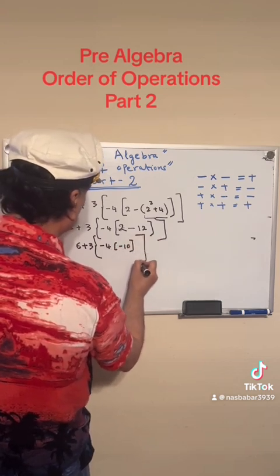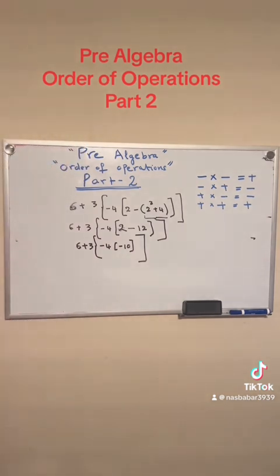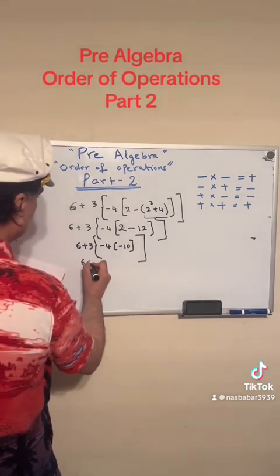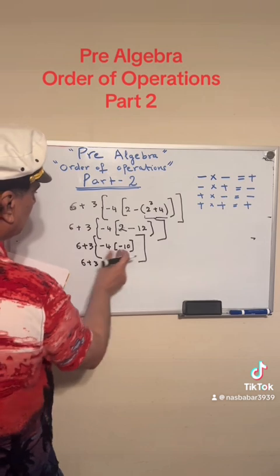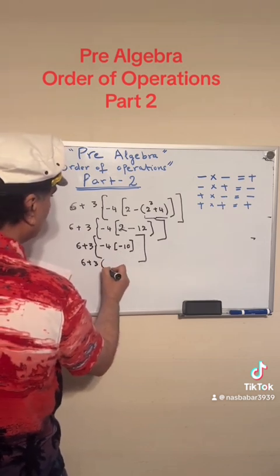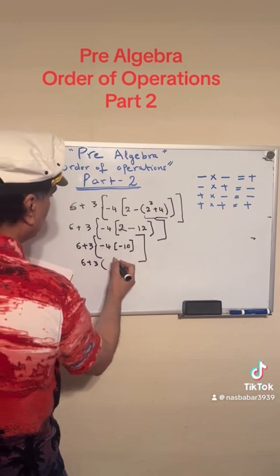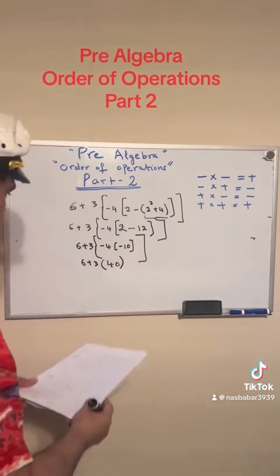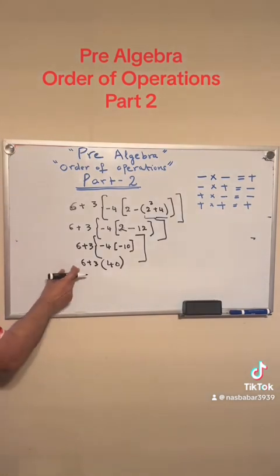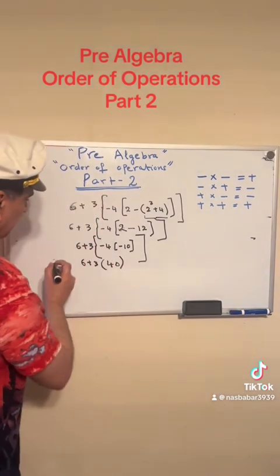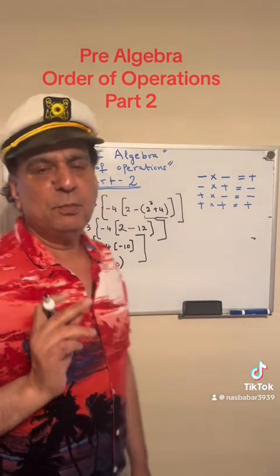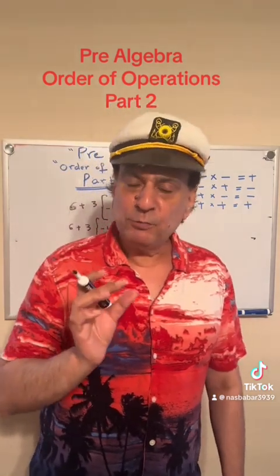Now the order of operations says you have to do multiplication first. So 6 plus 3, and I can get rid of these big parentheses and just use these. Minus 4 times minus 10 is 40. How's that? So now what you have is 6 plus 3 times 40. Now be cautious. You have addition and you have multiplication. Always remember, multiplication takes precedence. So you have to multiply first.